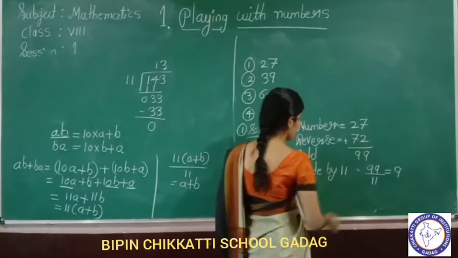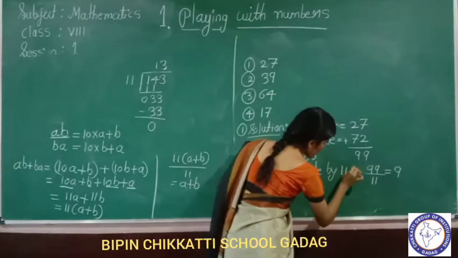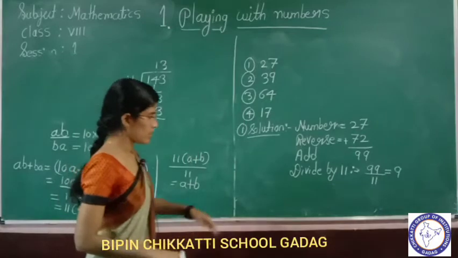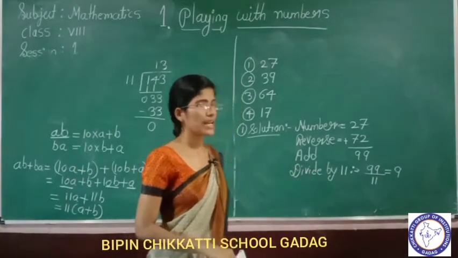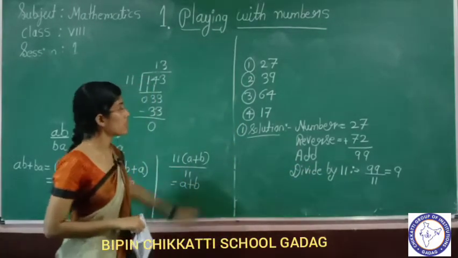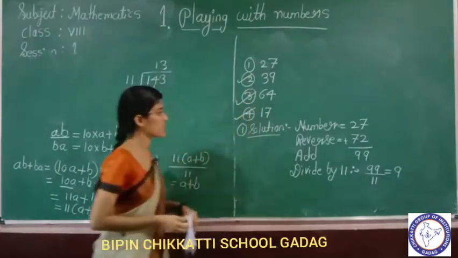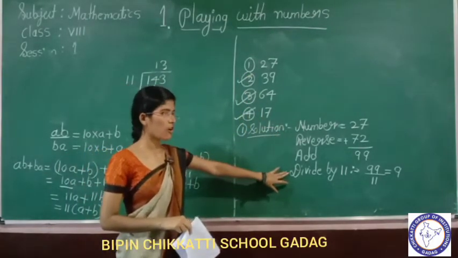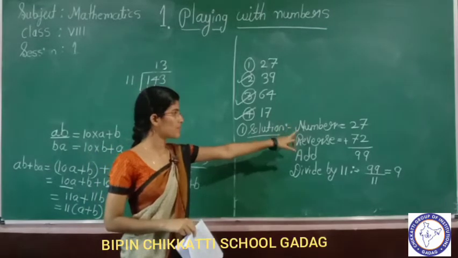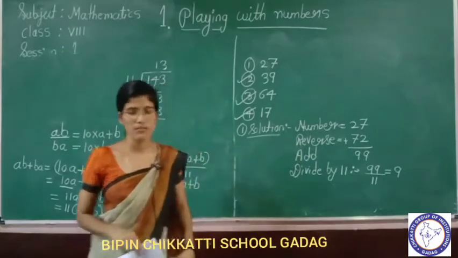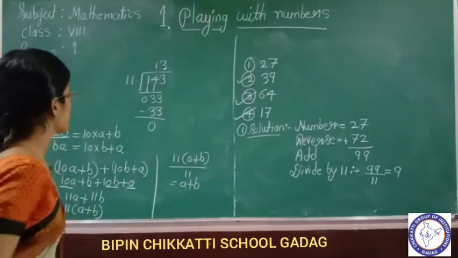Now say, students, divide by 11, we are not getting any remainder. These three you have to do as homework. Same thing, you follow the method. The given number, you have to write, reverse it, add and divide by 11.